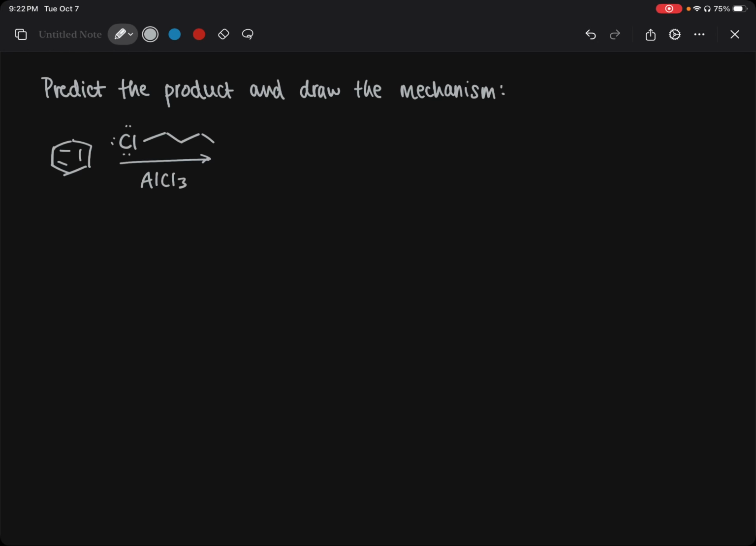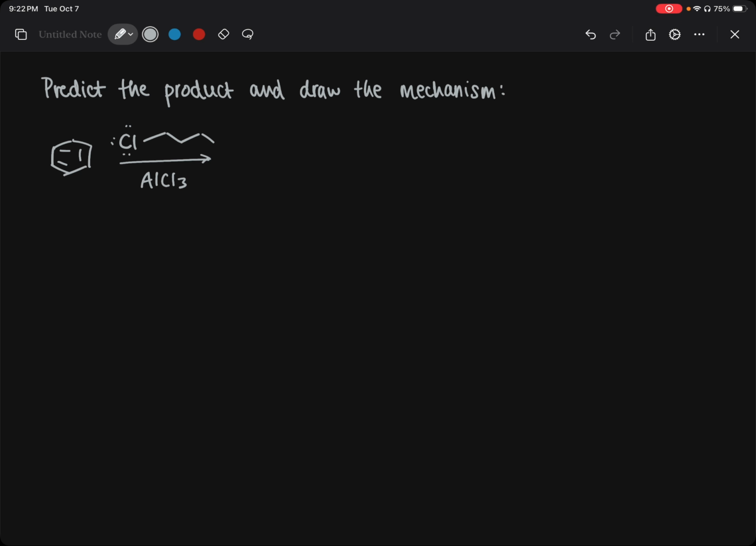Okay, so here we're asked to predict the product and draw the mechanism of this reaction. Now, this is an electrophilic aromatic substitution reaction. More specifically, it's a Friedel-Crafts alkylation. We know that because we have an alkyl halide here, in this case an alkyl chloride. And we also have as another reagent aluminum chloride, and that's going to be the catalyst for this reaction.